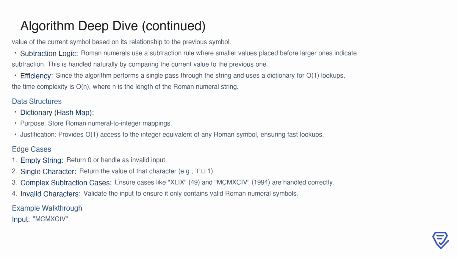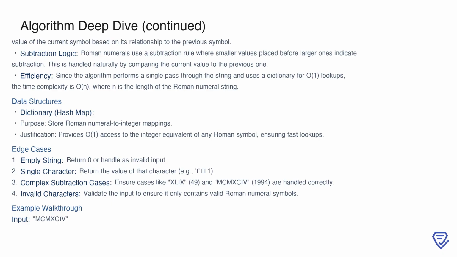pre-computations. The subtraction rule, where smaller values before larger ones reduce the total, is seamlessly handled by comparing the current value to the previous one. In terms of efficiency, the algorithm processes each character in the input string exactly once. Since dictionary lookups for the integer values are performed in constant time, the overall time complexity is O(n), where n is the length of the input string.